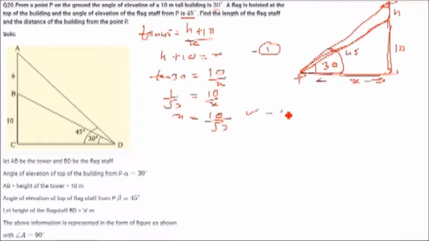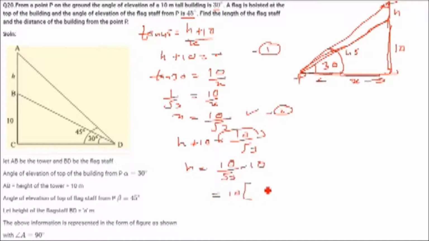Now put it here in this first equation. This is what we got, h plus 10 equal to x. So h plus 10 equal to x. x we will put as 10 by root 3. Now take this 10 here. h will be equal to 10 by root 3 minus 10. So take 10 outside: 1 by root 3 minus 1. What do you get? 10 times 1 minus root 3 by root 3. Okay. This is h plus 10 equal to x.